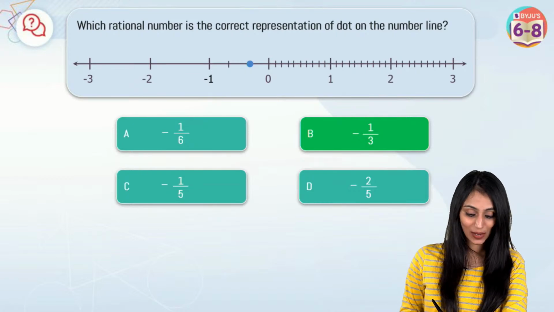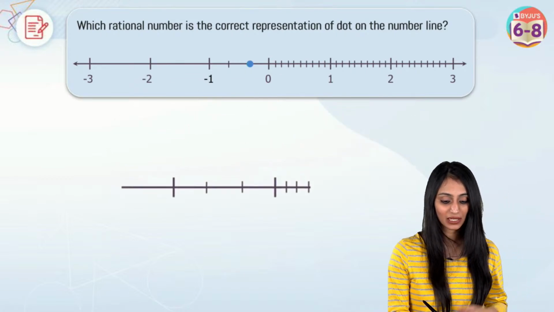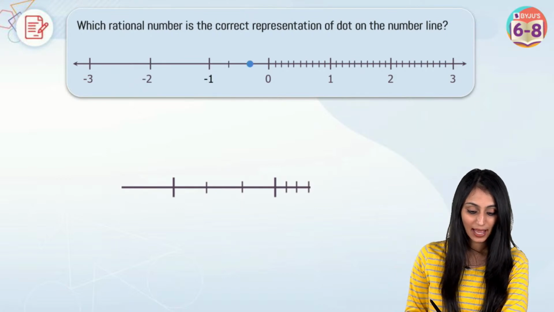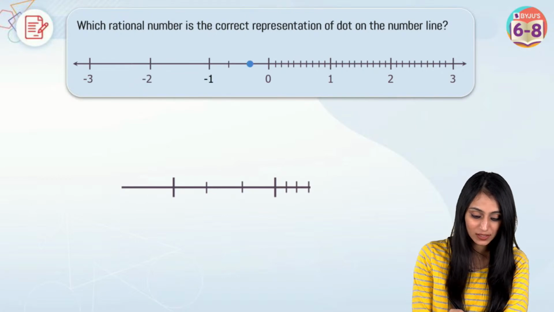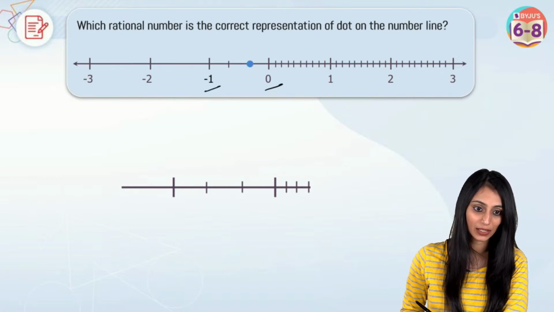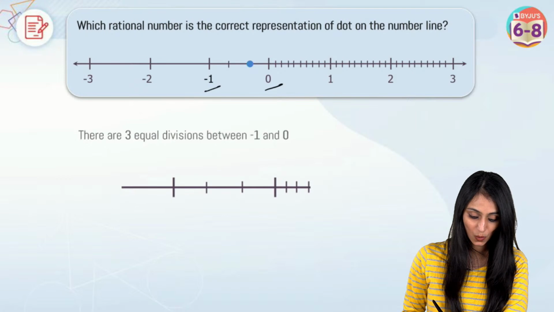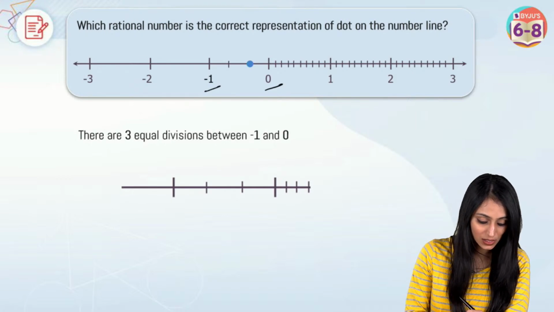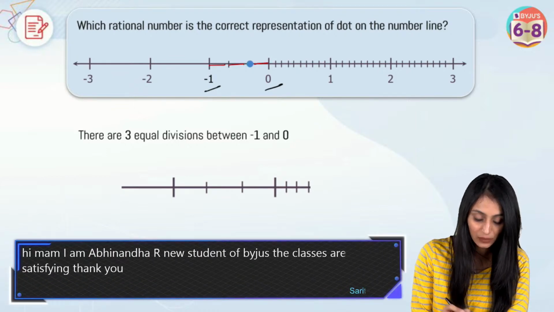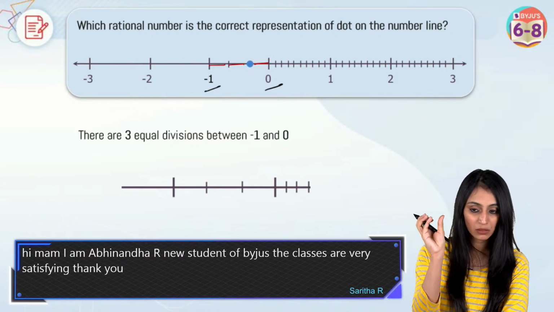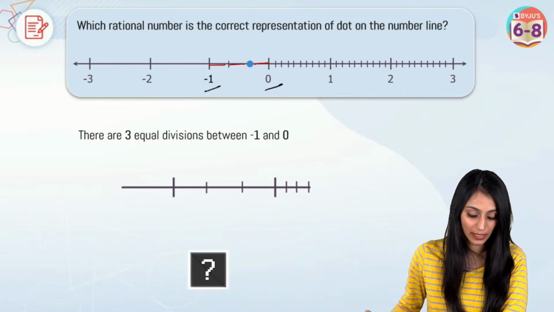Now quickly, let's take a look at the solution. So we have the number line over here, right? And it says correct representation of this dot on the number line. Now this dot is in between minus 1 and 0, right? There are 3 equal divisions you can see. Let me use another color. 3 equal divisions are here: 1, 2, 3. We can see 3 equal divisions in between minus 1 and 0, right?